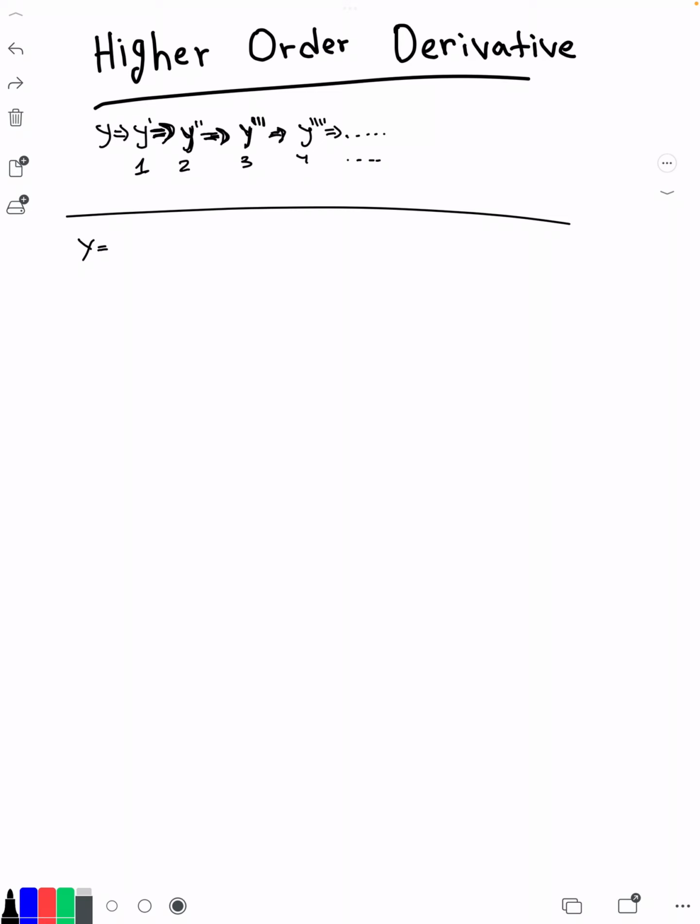We have y equals x to the power 3 minus x squared plus 2x plus 7. Find the fourth derivative of y. So we can write down y prime, second derivative, third derivative, and the fourth derivative. So we know how to do the first one, right?